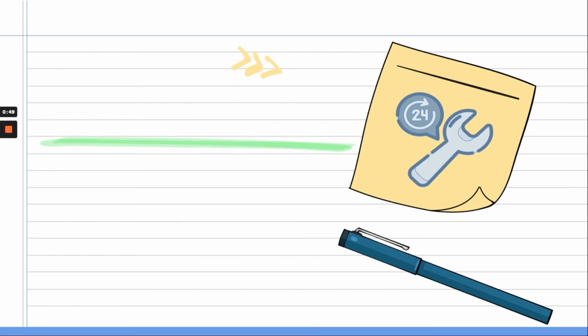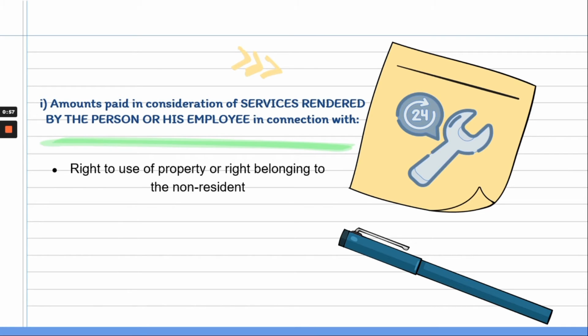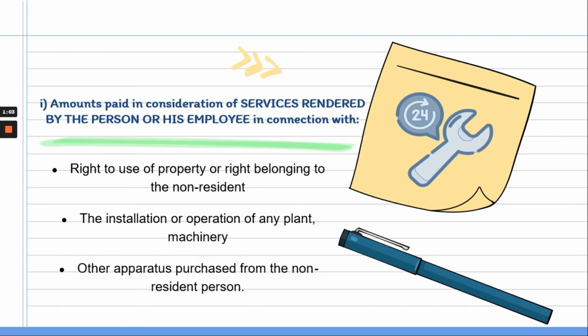Firstly, under section 4A1, amounts paid in consideration of services rendered by the person or his employee in connection with the right to use property or rights belonging to the non-resident, or the installation or operation of any plant, machinery, or other apparatus purchased from the non-resident person.